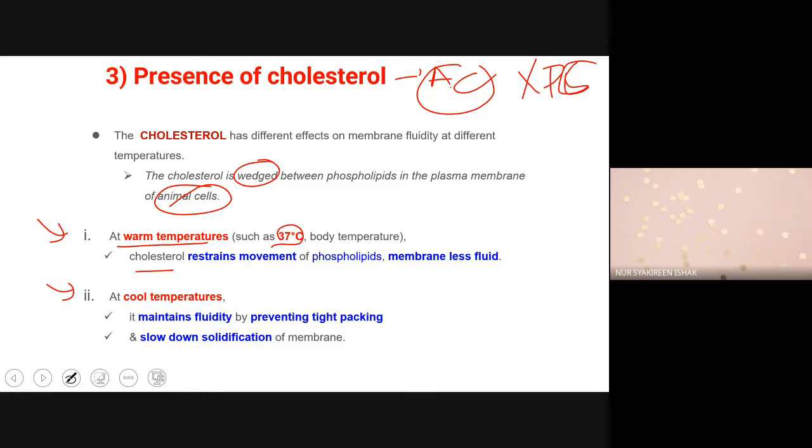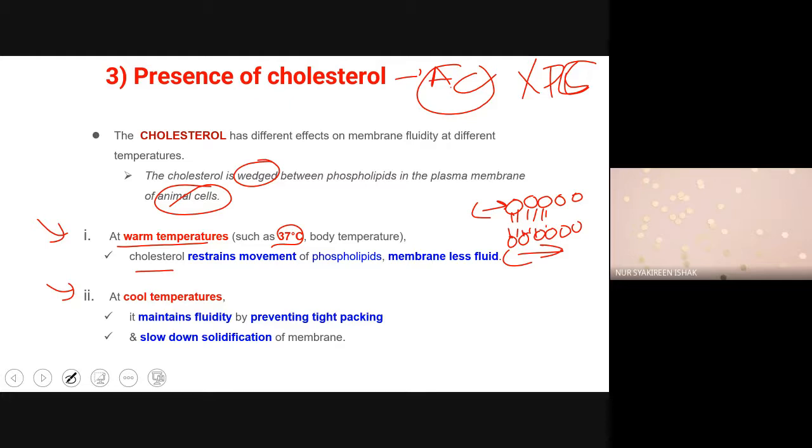the movement of the molecule will be very fast. Dia akan ada tendensi untuk bergerak dengan cepat. Faham? Sama juga kalau phospholipid molecule dekat plasma membrane, if the temperature is warm, this causes the phospholipid molecule to be so fluid. The movement of the phospholipid molecule will be very fast. Kan? So the membrane can even lose its structure.